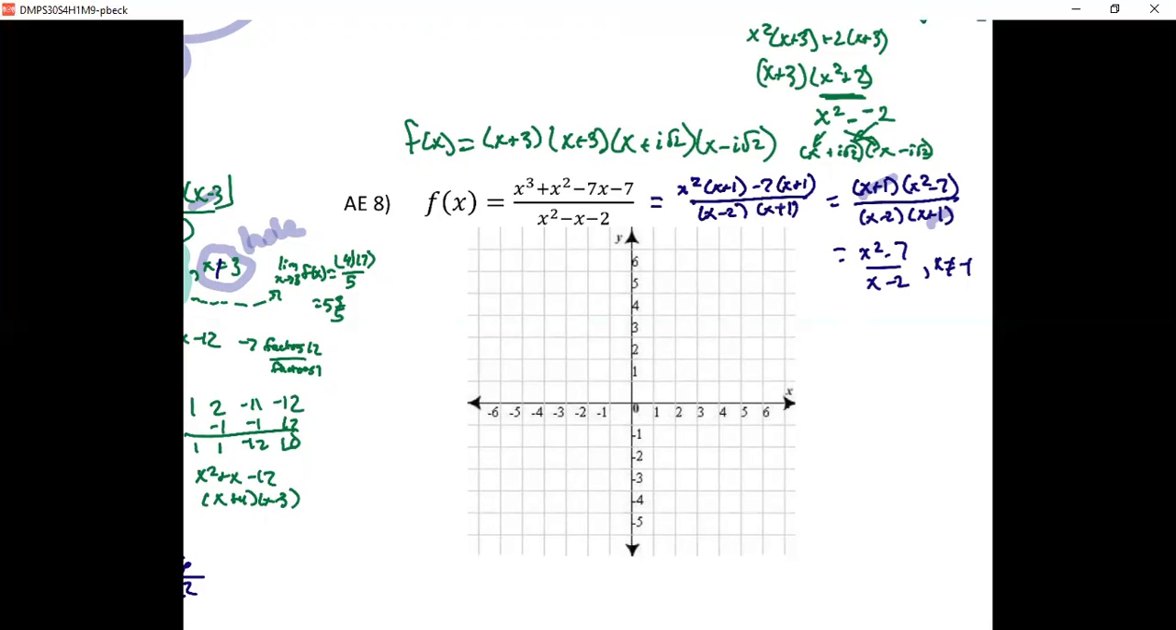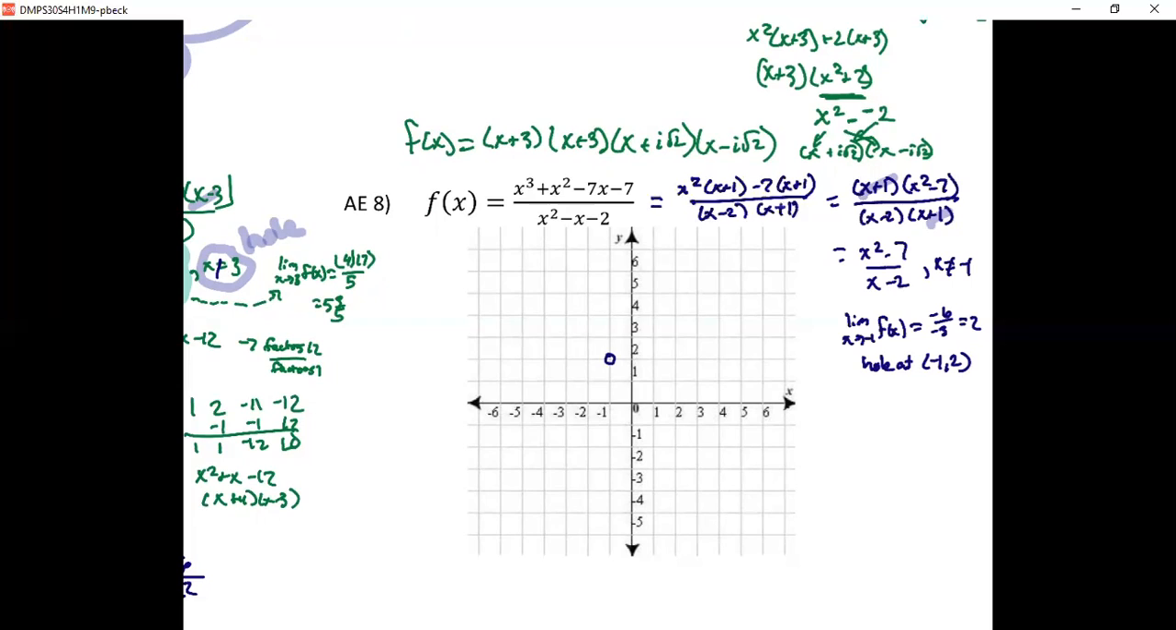Let's go ahead and find the hole. So what's the limit as x approaches negative 1 of f of x? And we'll get negative 1 squared minus 7. So 1 minus 7 is negative 6 over negative 3, which is 2. So we have a hole at negative 1 comma 2. Let's go ahead and plot that hole right now.